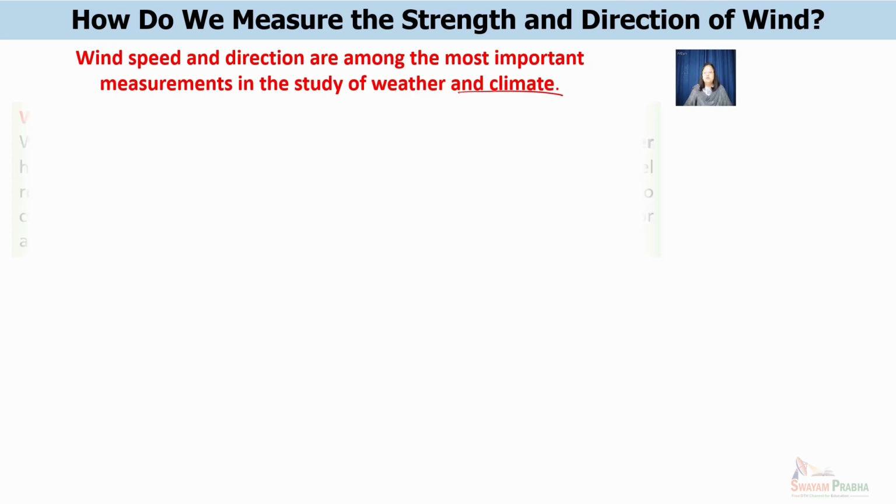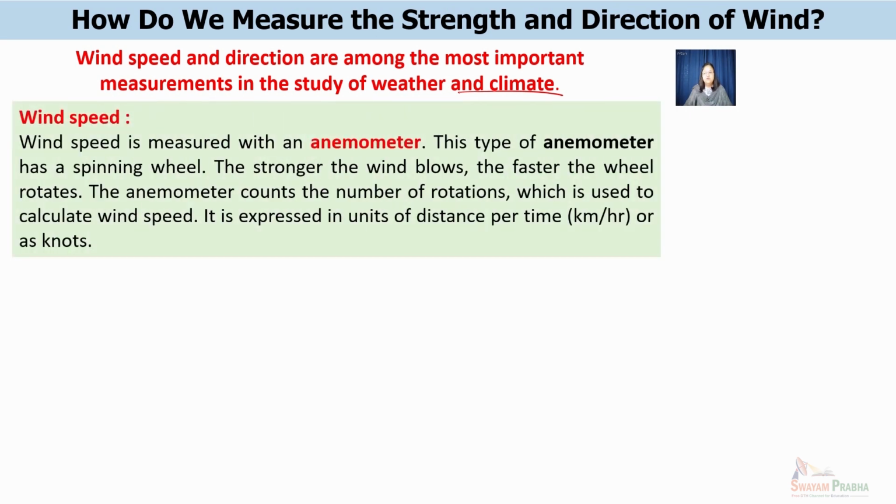So how do we measure wind speed? Wind speed is measured with the help of an instrument called an anemometer. This type of anemometer has a spinning wheel. The stronger the winds blow, the faster the wheel rotates. The anemometer counts the number of rotations, which is used to calculate wind speed, and once calculated, the wind speed is expressed in units of distance per time, that is kilometers per hour, or it can also be expressed simply in knots.